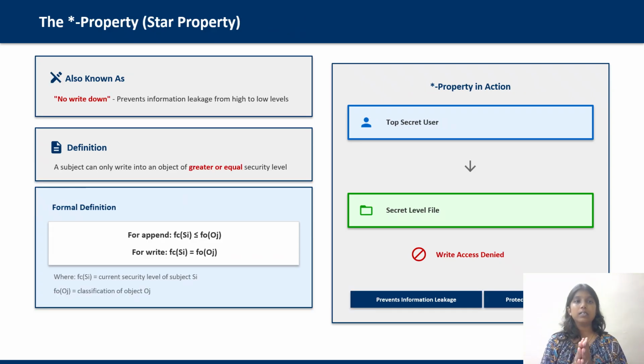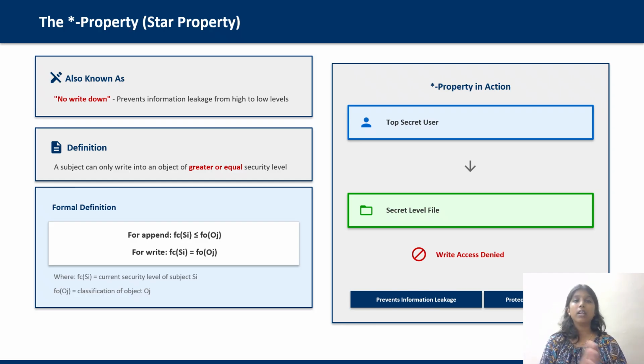Then comes the star property, which is also known as no write down. It is also called the no write down property. The definition goes by greater or equal security level. The formal definition is that there is one for append and also one for write.